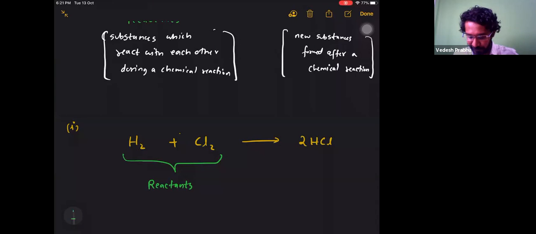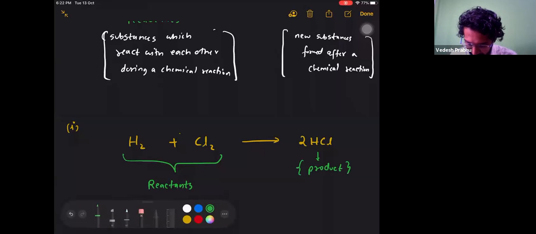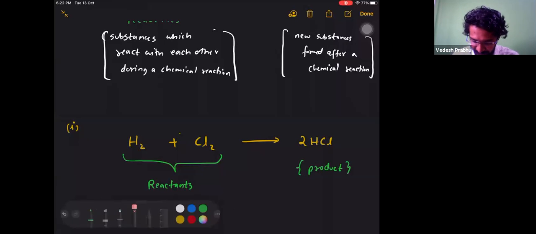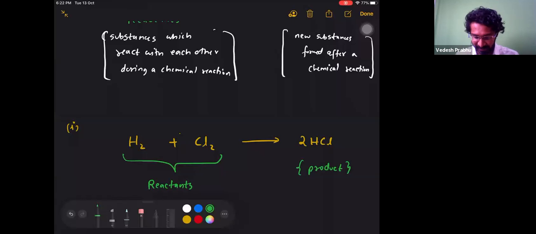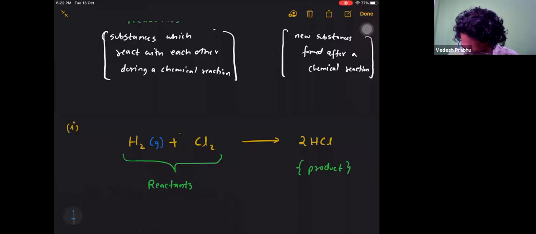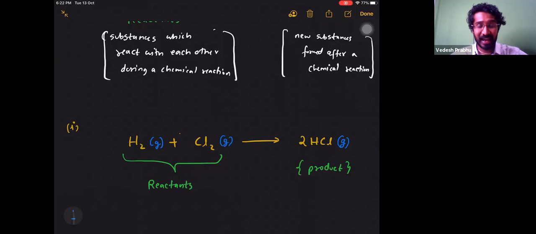And then what is the product? My product is HCl. This is hydrogen chloride gas. I'll write the states also. This is a gas, and this is also a gas. So hydrogen gas reacts with chlorine gas to form hydrogen chloride gas.